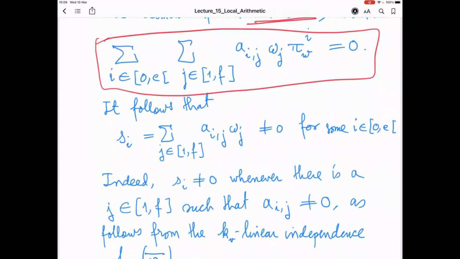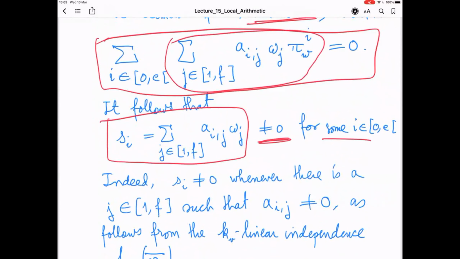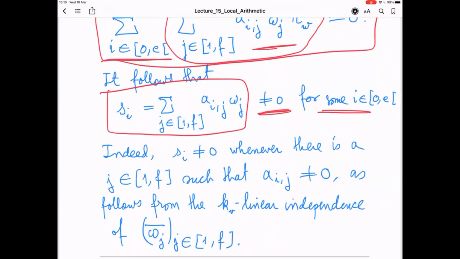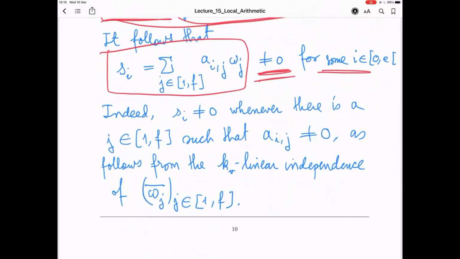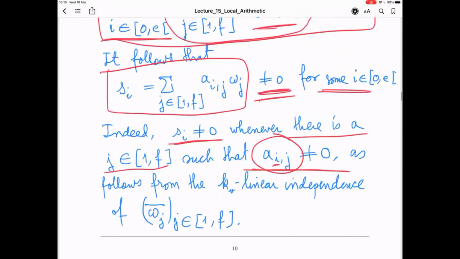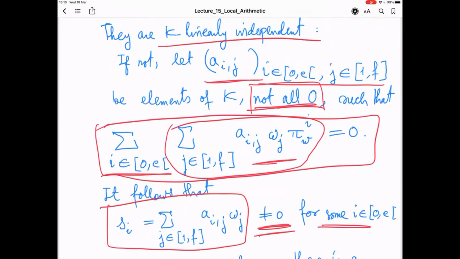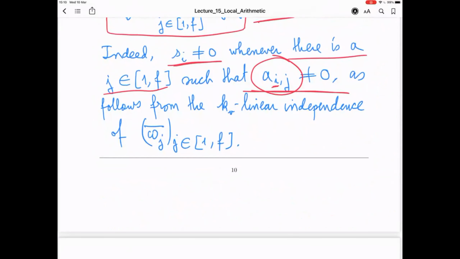Now let me call this sum Si, the sum inside here. It is non-zero for some i. Wait a minute, that's not the reason. The reason why it is non-zero is the following: Si is non-zero whenever there is a j such that Aij is non-zero. In other words, there is an i and a j such that Aij is non-zero, because our assumption is that these Aij are not all zero. And in that case, Si will have to be non-zero as well.